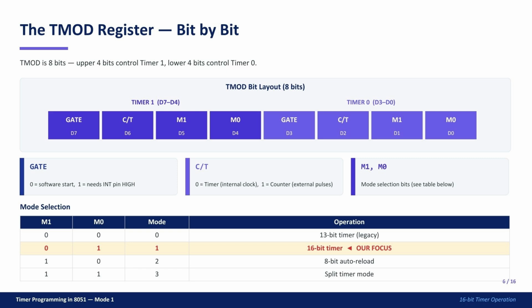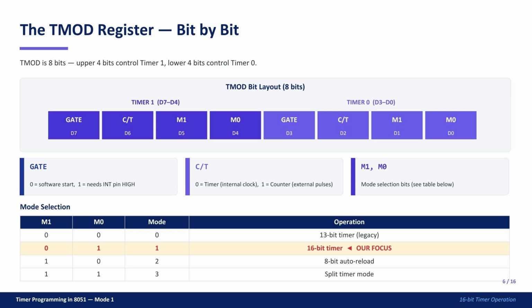The TMOD register is 8 bits wide, and here's the interesting thing about it: it splits exactly in the middle. The upper 4 bits, D7 to D4, control timer 1, and the lower 4 bits, D3 to D0, control timer 0. Within each group of 4 bits, we have 4 fields: GATE, C/T, M1, and M0. Let's understand each one. GATE decides how the timer is started.